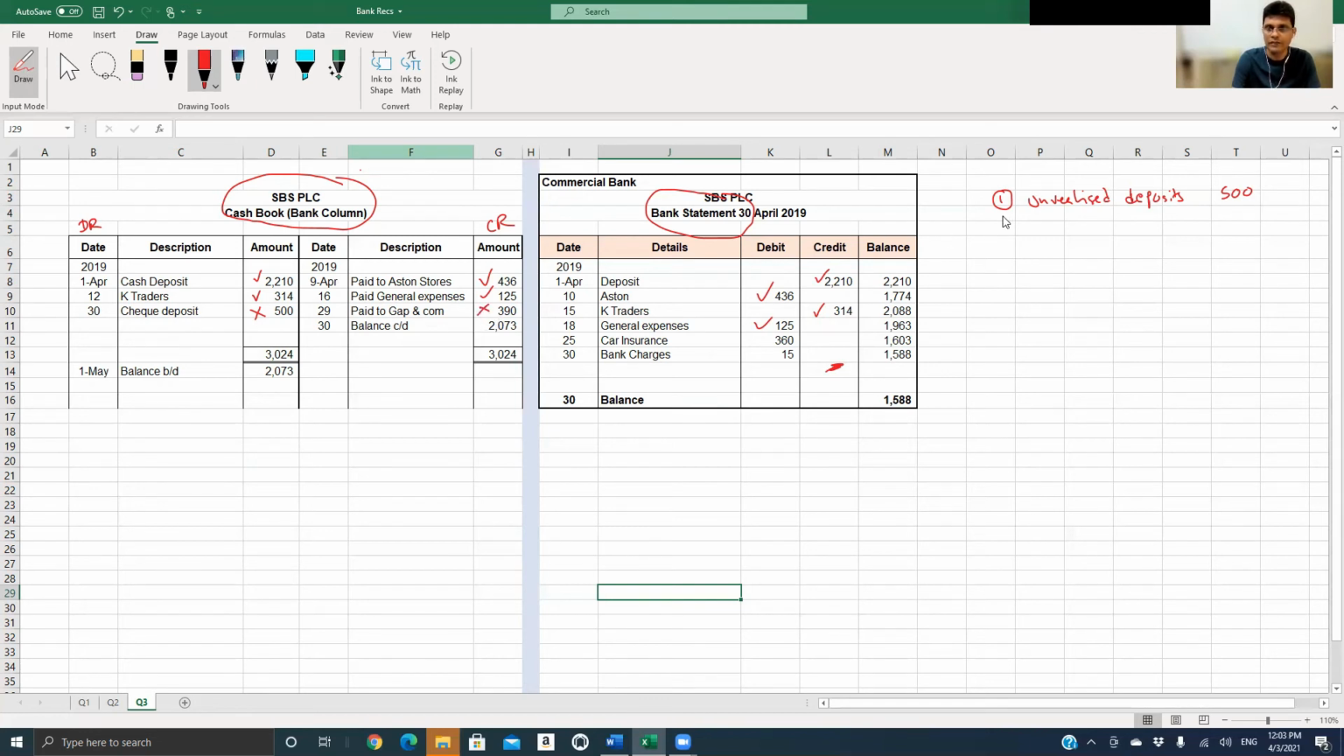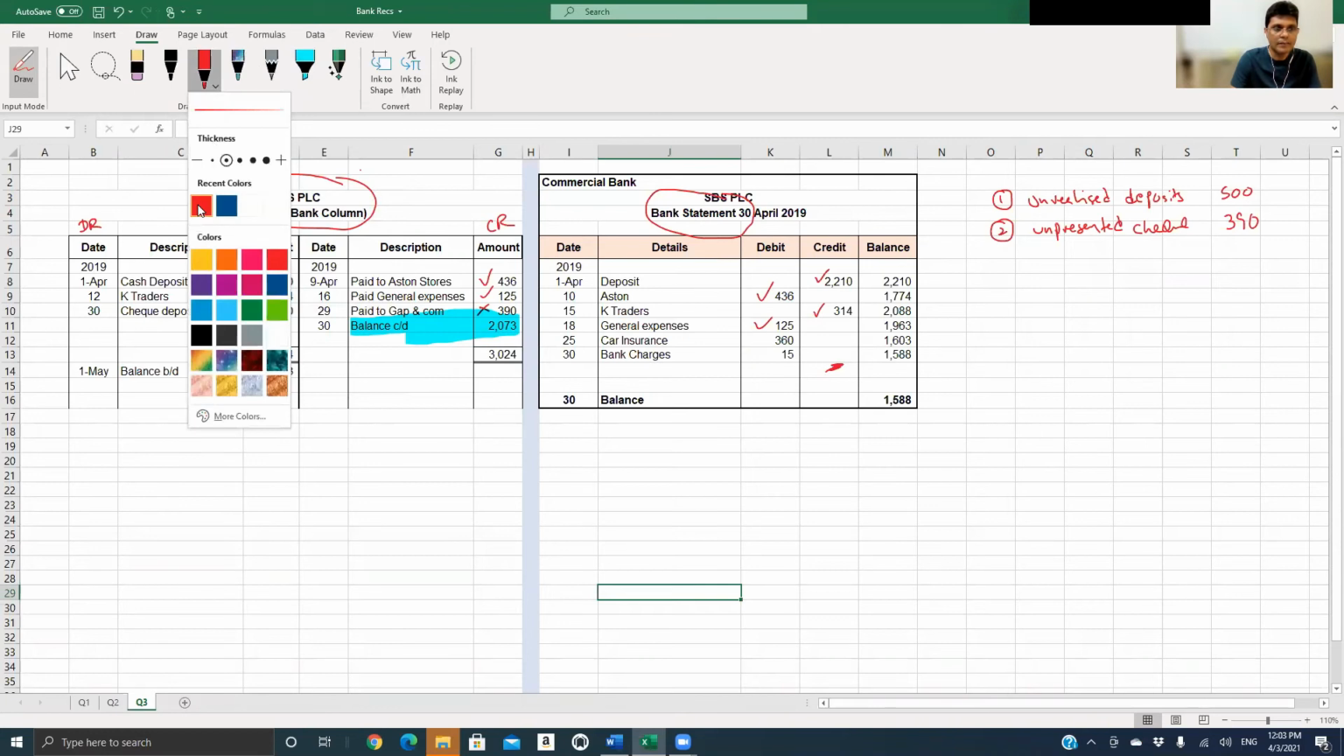So the second difference. What is the difference? Unpresented check, right? Unpresented check. How much? 390. Now our cash book entries are okay, no? Because our cash book balance is how much now? 2073, right?